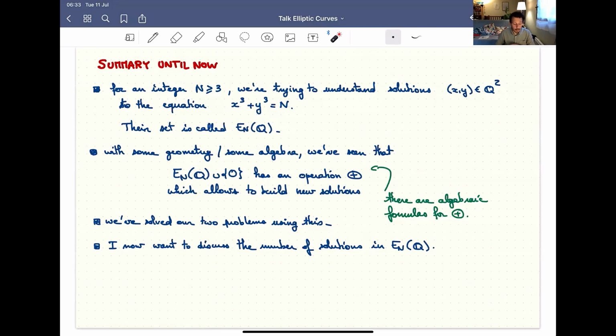Okay, and as I mentioned at the beginning, there is a huge number of questions that you can ask about those equations in terms of number theory, in terms of arithmetic. But I just want to discuss one further topic about this. It's the question of the number of solutions in E(Q).